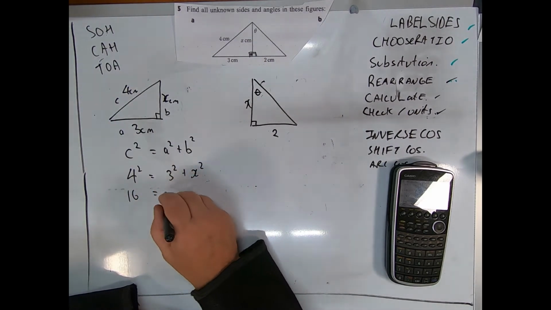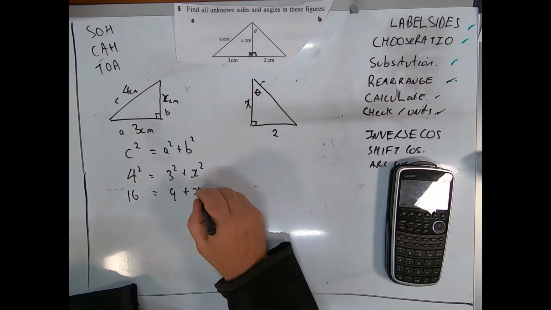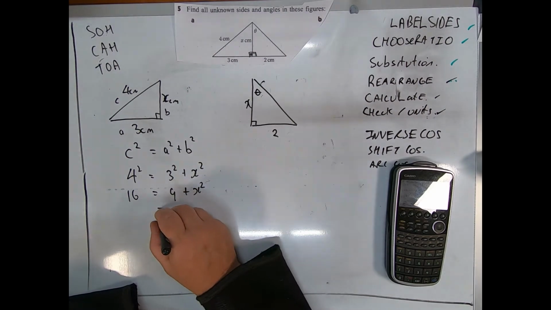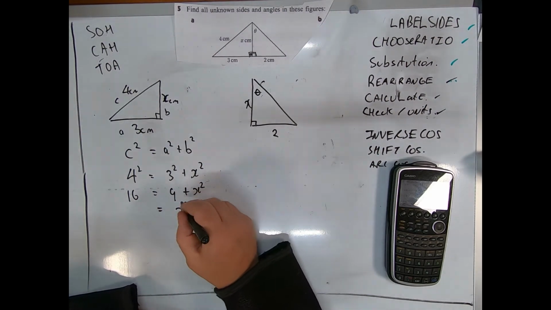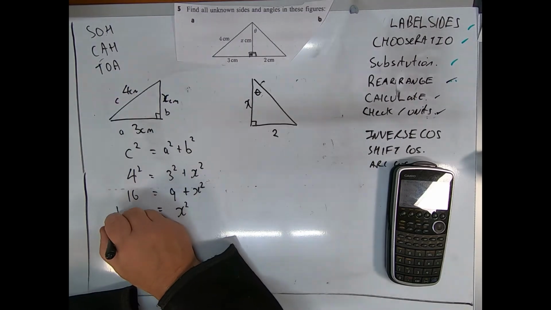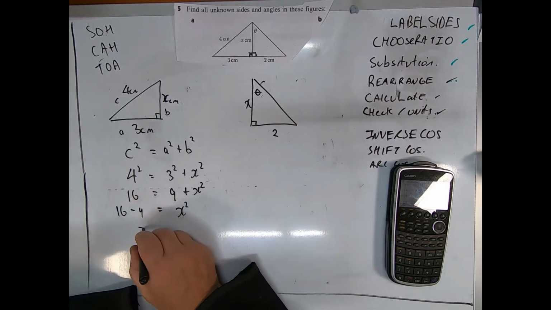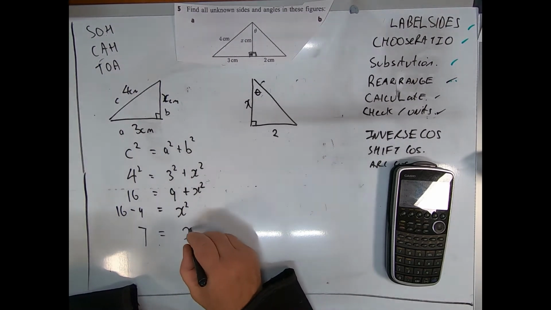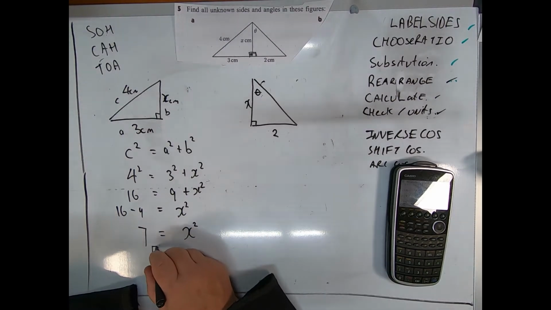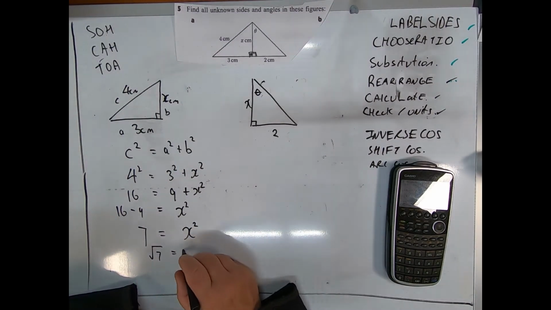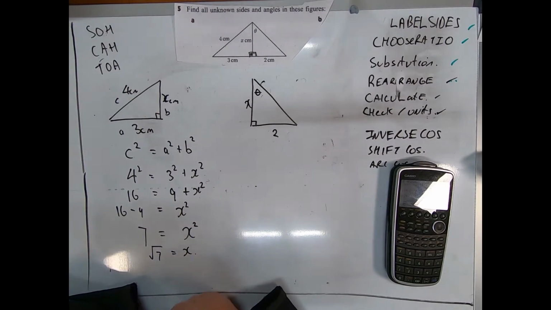Well, that's a 16. That's a 9. I'd expect everyone to know those two. Oh, we want the X by itself. So out of here, 9s. There's going to be 16, take 9. So that's going to be 7 equals X squared. X equals the square root of 7. Now, we can probably just leave it here. So that's one part of the answer.